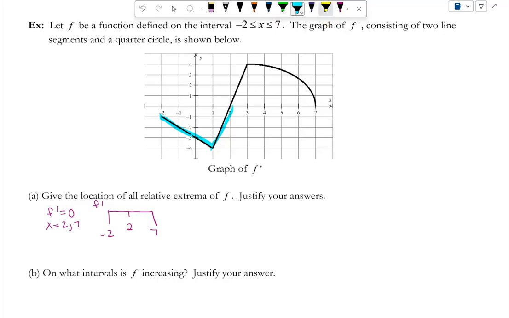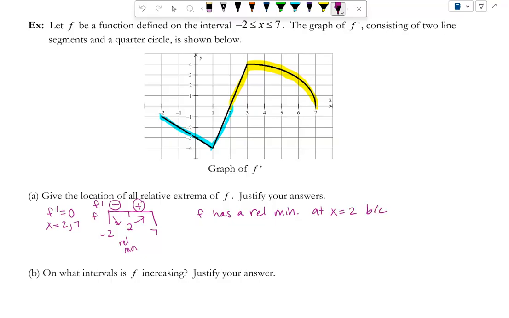And then f prime is going to be positive on this interval. So where f prime is negative, that is where f is decreasing. Where f prime is positive, that is where f is increasing. And I can see that 2 is the location of a relative minimum. So again, I always need to justify my answers. So I could say f has a relative minimum at x equals 2 because f prime changes from negative to positive.